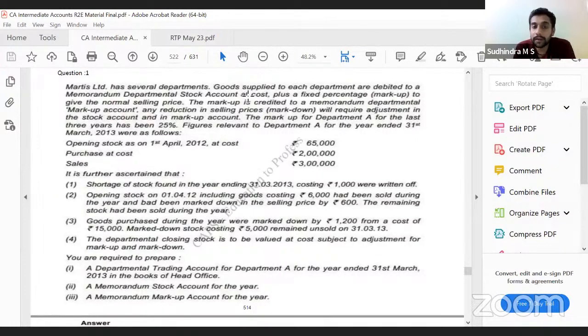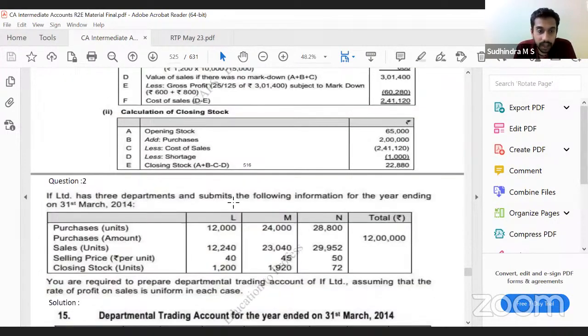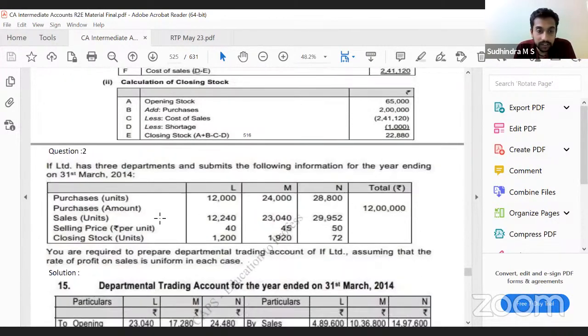Martis Limited has several departments. Goods supplied to such departments are debited to memorandum stock account at cost. I think this is the same question that we have discussed in the class, one of the examination questions. So look into this. We will discuss this question.